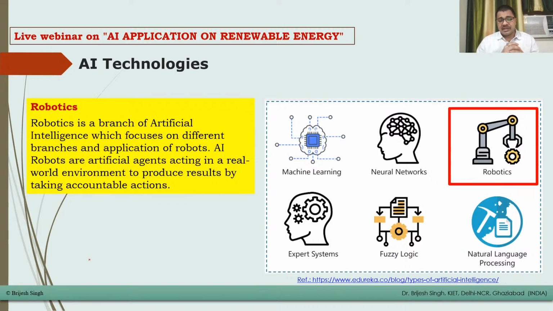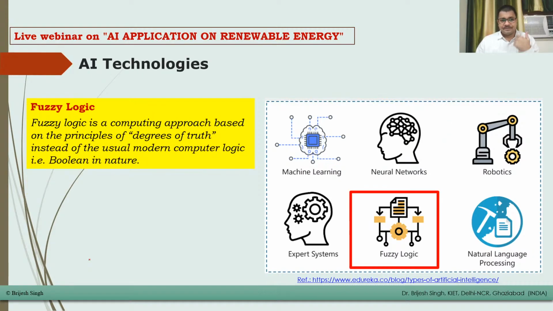Robotics is the most fascinating area, and nowadays most students are interested in working in this area. Robotics is a branch of artificial intelligence which focuses on the different branches and applications of robots. AI robots are artificial agents acting in a real world environment to produce results by taking accountable action. So robotics is also one AI tool.